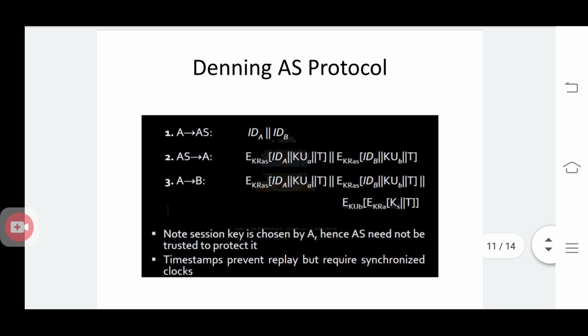What does it contain? The public key of B, ID of B and a timestamp, all appended together, then encrypted by using the private key of the authentication server. That encrypted format is appended with another encrypted form that contains the timestamp, the public key of A and ID of A, encrypted by using the private key of the authentication server.